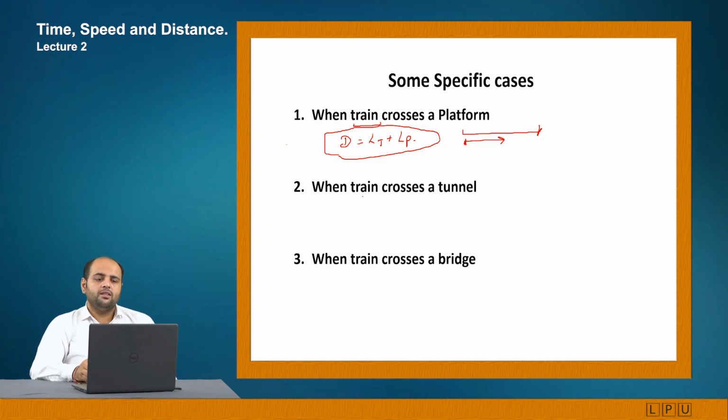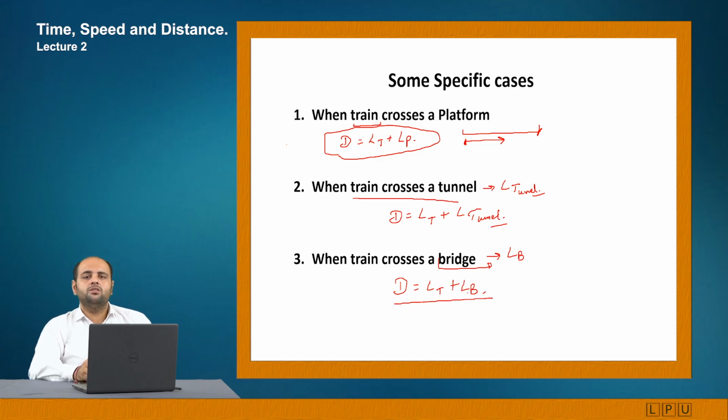Now there is another case when a train crosses a tunnel also. It is also the same case. So when the train crosses a tunnel, we have to consider the length of tunnel also. So now the distance will be length of train plus length of tunnel. Okay, just write it proper because there is also one TA present here. Similar is the case when a train crosses a bridge. So when a train crosses a bridge, we will denote it by the length of bridge. So now the distance covered will be length of train plus length of bridge. Rest all remains the same. So we have to consider all these cases while doing the questions.